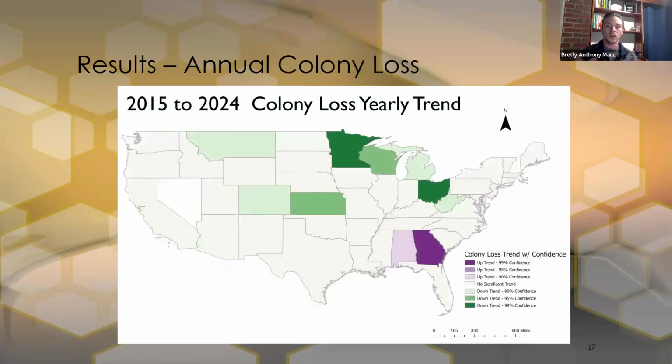When looking at the annual colony loss, we can see that Alabama and Georgia are experiencing an increase in their colony loss, which is a little interesting to look at because in the previous map, the population was also increasing. So they have to be doing something there to combat their colony loss to continue to increase the population as well. And then we can see that there's that series of Midwestern states that are seeing a downward trend in colony loss, which is obviously a good thing.